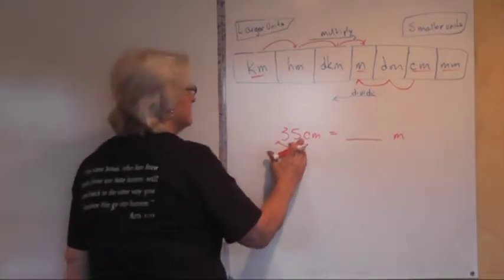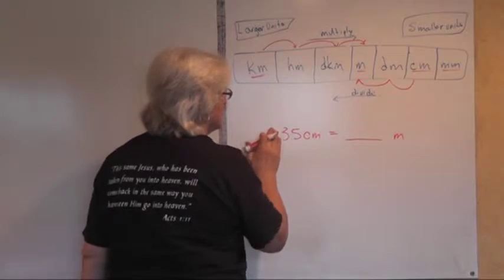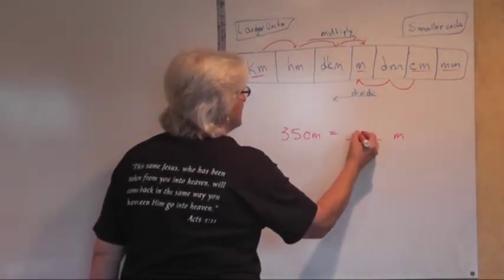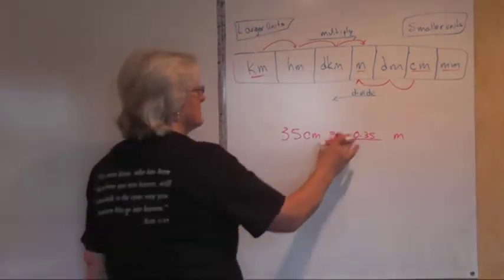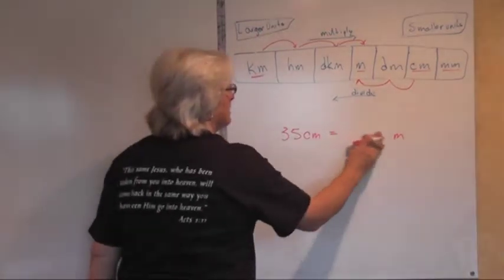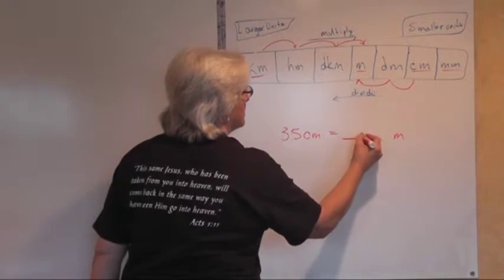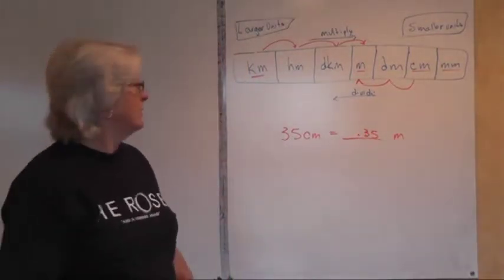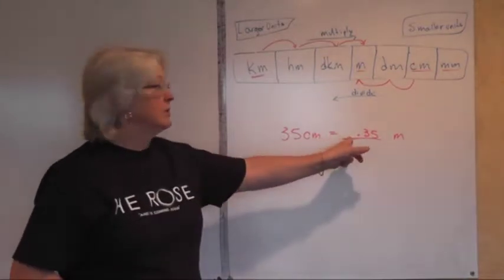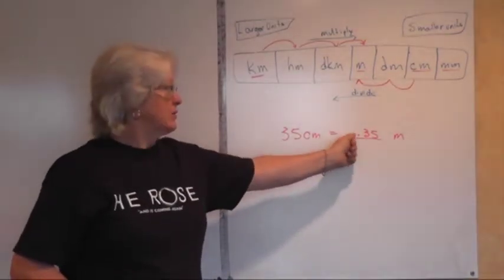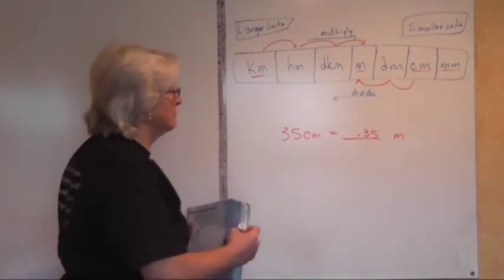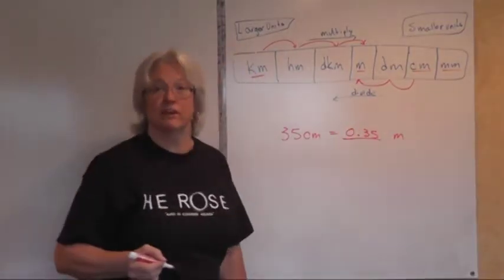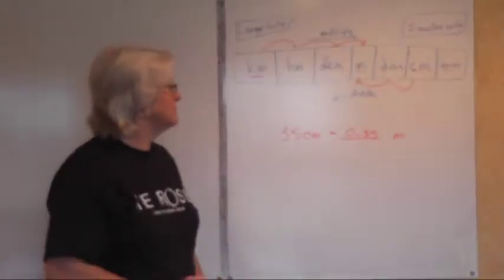So 35 centimeters is 0.35 meters. Now you might say there wasn't a 0 there. All I did was move the decimal point and I get 0.35 meters, 35 hundredths of a meter. True, but when you use decimal numbers that are less than 1, you always put a 0 right in front of it so that it screams at you that you have a decimal number and you don't lose that decimal point.